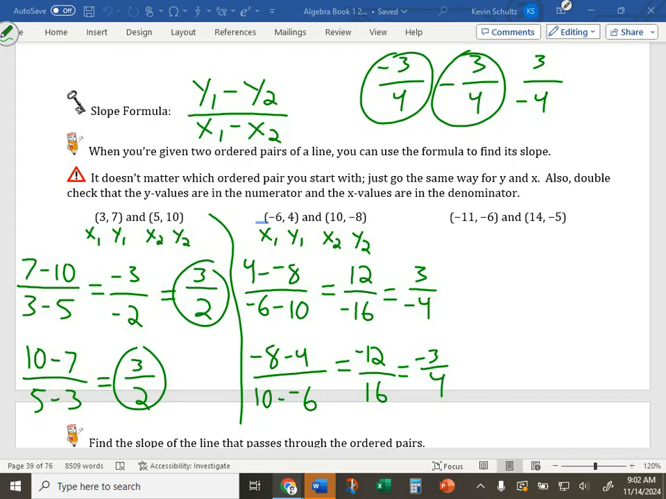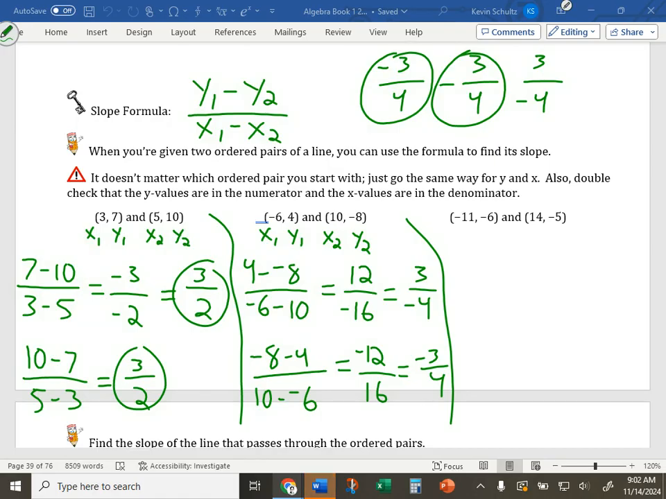The values are the same. So, the last one, do it quickly. We'll go over answers, and then I'm going to let you work on your homework for the rest of the time. What do you think the most common mistake is that people make when using the slope formula? Just to guess. Maybe this is you last year.